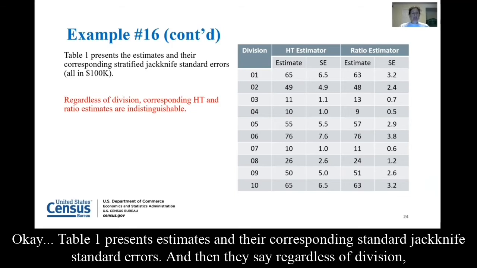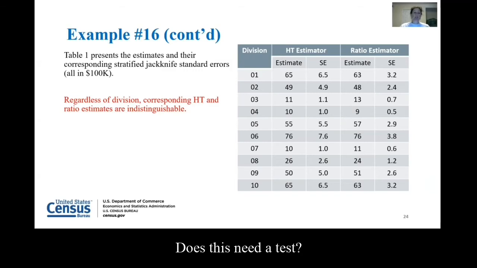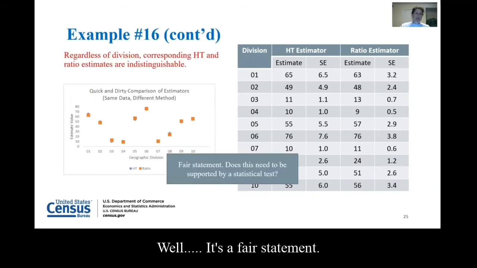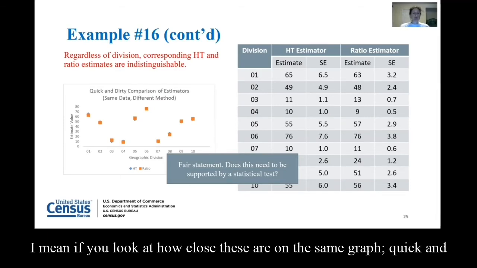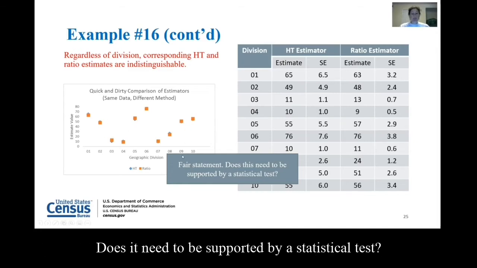Table 1 presents estimates and their corresponding jackknife standard errors. And then they say, regardless of division, the Horvitz-Thompson and the ratio estimates are indistinguishable. Does this need a test? Well, it's a fair statement. I mean, if you look at how close these are on the same graph, quick and dirty comparison, same data, different method, it's a pretty fair statement. Does it need to be supported by a statistical test?